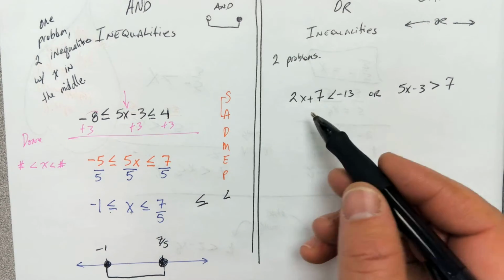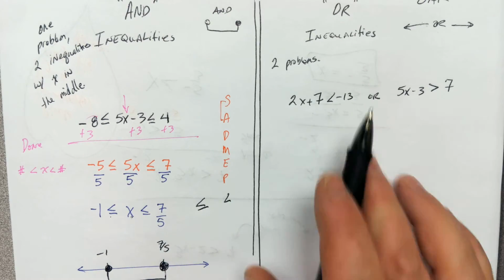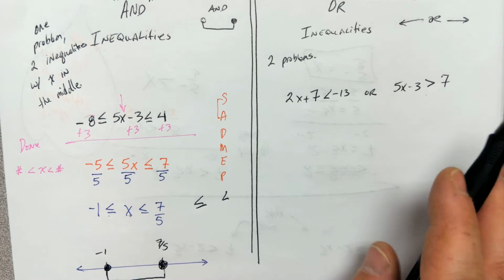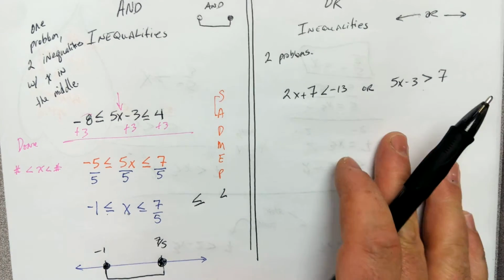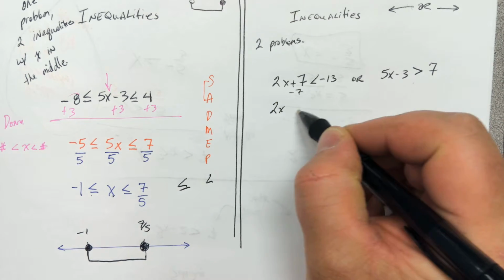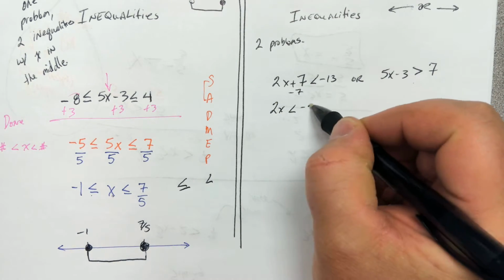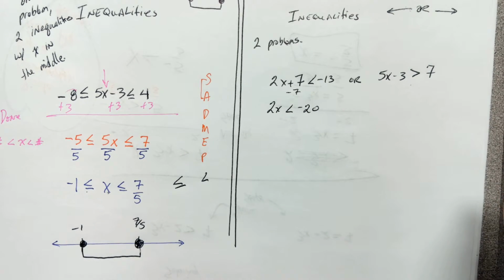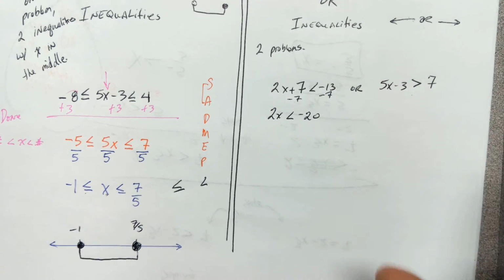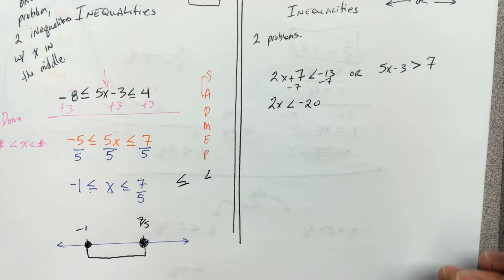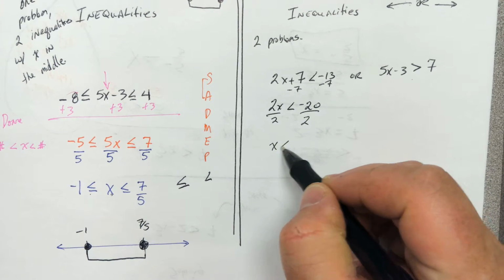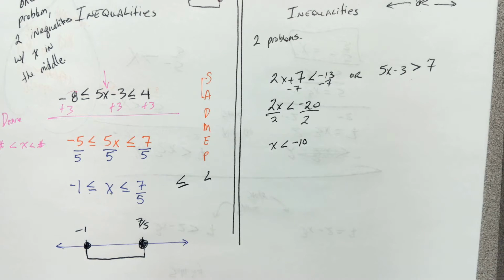So let's solve both of these. You do them separately. You do them like it's two problems. So you do this one by itself, and then you do that one by itself. But then you put them both on the same graph. So we're going to subtract 7 first. And that gives us negative 20. Subtract 7 from both sides, and then divide by 2. X is less than negative 10.